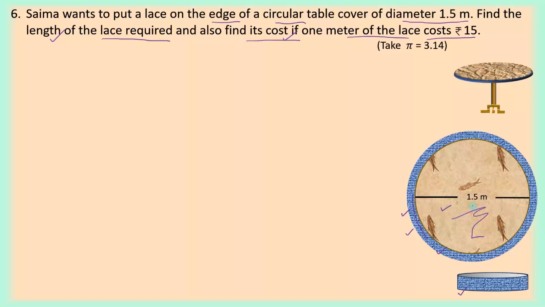And what is the formula for finding the circumference? Here, since the diameter of this table cover is given, for finding the circumference we use the formula pi d, where d is the diameter. If radius is given, we can use the formula 2 pi r. Now let us solve.